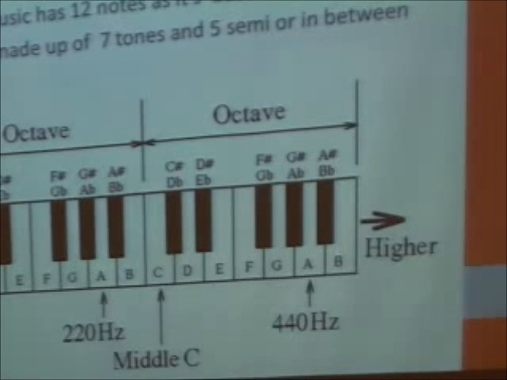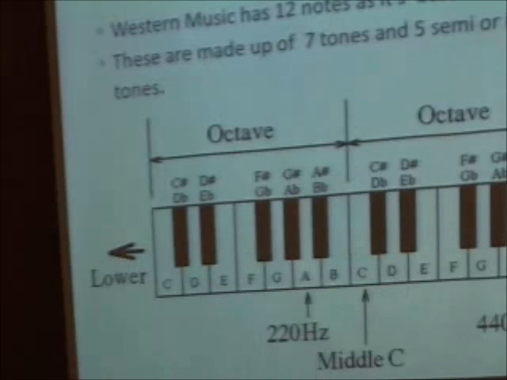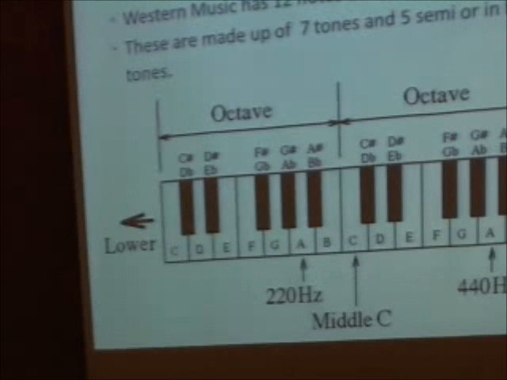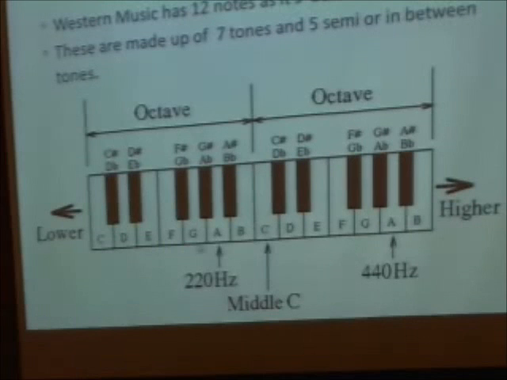So, I'm looking at the screen, let me just double check it. Okay, that's working well. So Western music has 12 notes as its base. And if we just look at this scale here, you'll see that it looks like a piano. You've got 12 notes because you can start here at C and then you repeat here, but you've got the sharps or flats in here, and you look at them in the center.